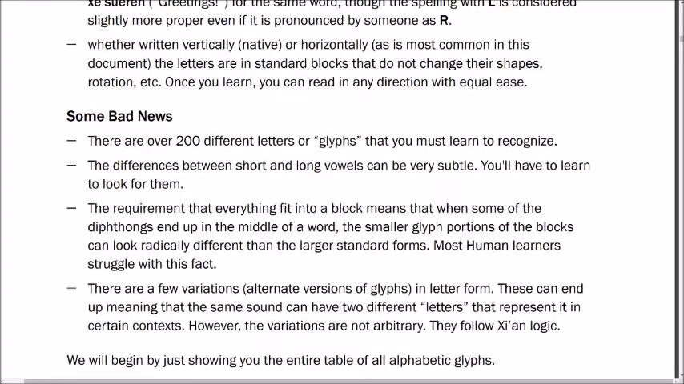Whether written vertically, native, or horizontally, as is most common in this document, the letters are in standard blocks that do not change their shapes, rotation, etc. Once you learn, you can read in any direction with equal ease.